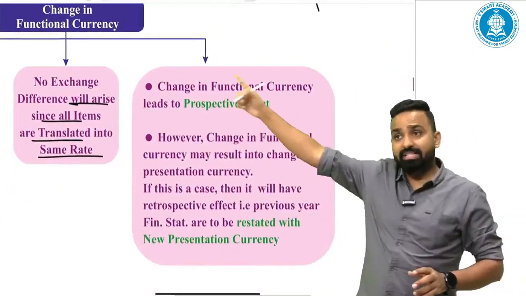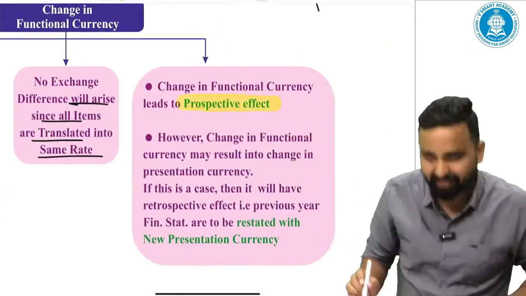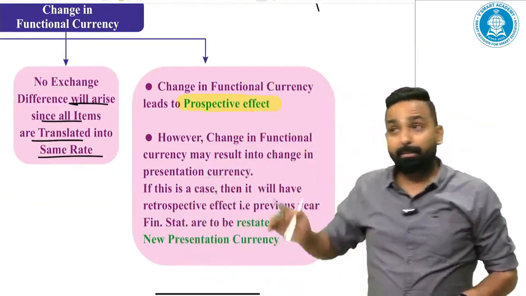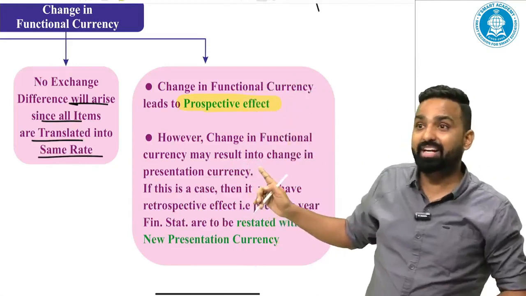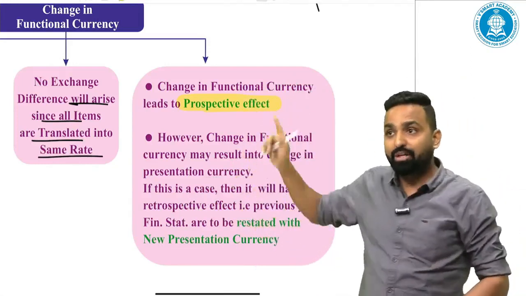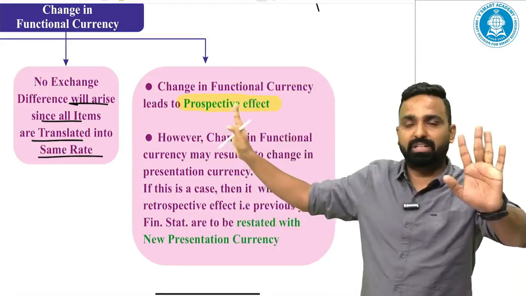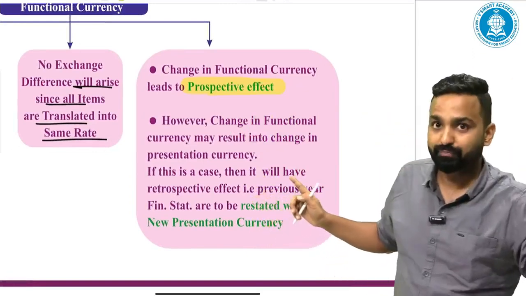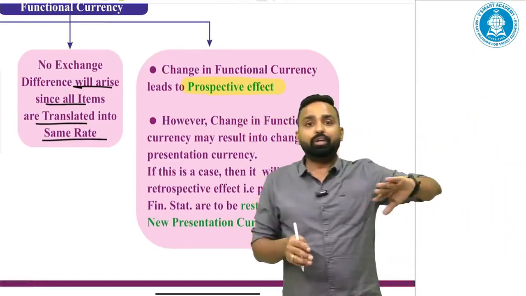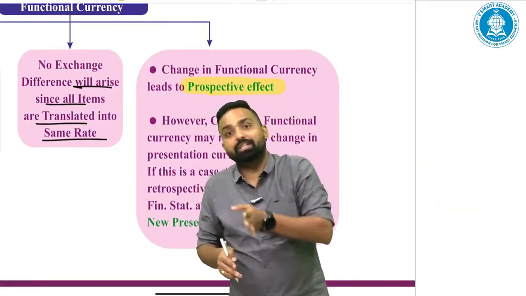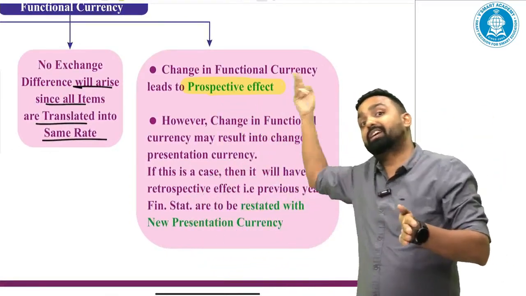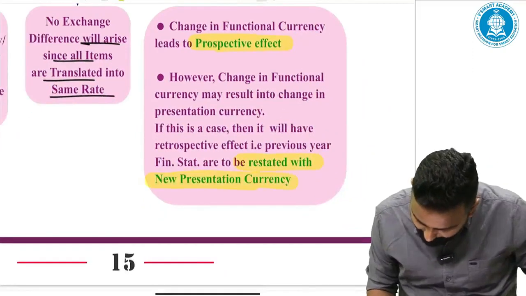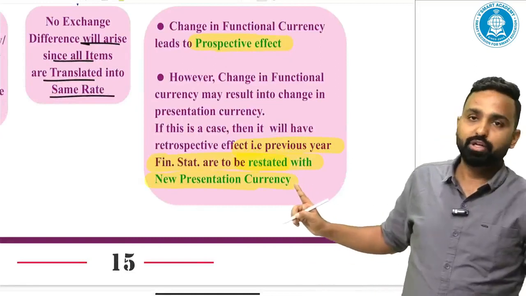Now, change in functional currency shall always have a prospective effect. Prospective means you don't need to make the retrospective adjustment. But change in functional currency may result in a change in presentation currency also. So whenever you are changing your functional currency, it is a prospective effect. But because of changing functional currency, suppose you are changing your presentation currency also. What you have to do? It's not an issue. Earlier your presentation currency was dollar. Now your presentation currency is rupee. You have to change your last year corresponding figures also. So restated with the new presentation currency. Previous year figures are also restated with the new presentation currency.